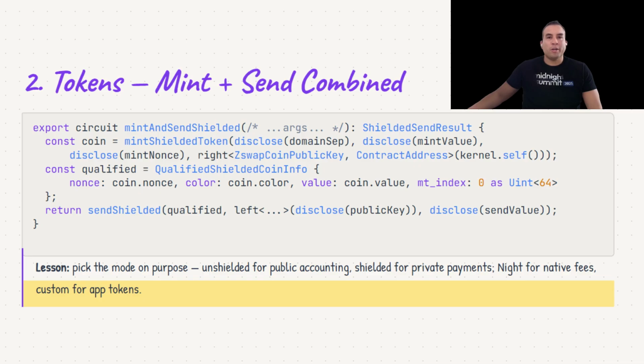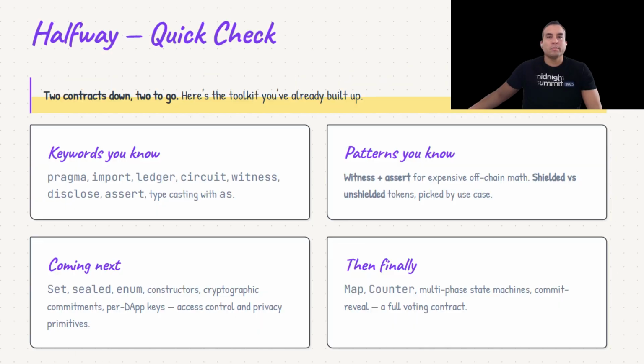Big takeaways across this whole contract. Pick the right token model on purpose. Unshielded when you need public auditing, a DAO treasury, a stablecoin reserve. Shielded when privacy matters, salaries, private payments. NIGHT to pay network fees, custom tokens for your app. 9 circuits, but really only 4 patterns repeated. Okay, 2 contracts down, 2 to go. Let's make a brief summary.